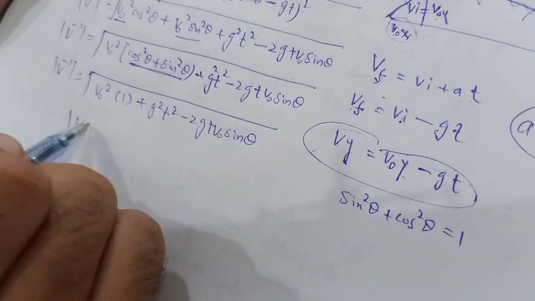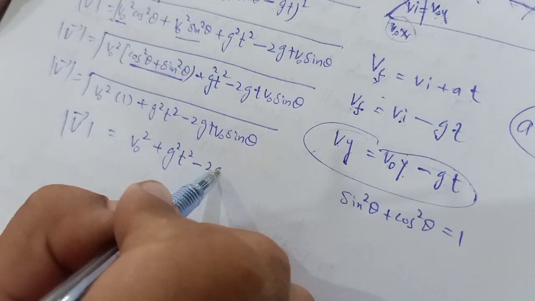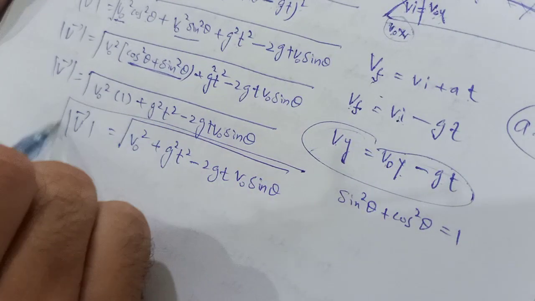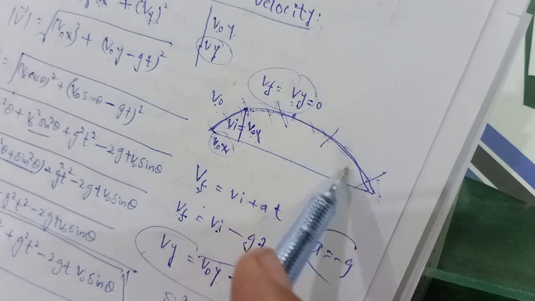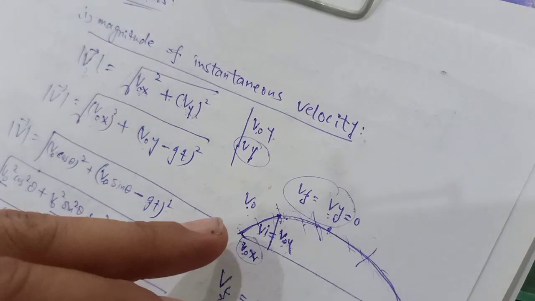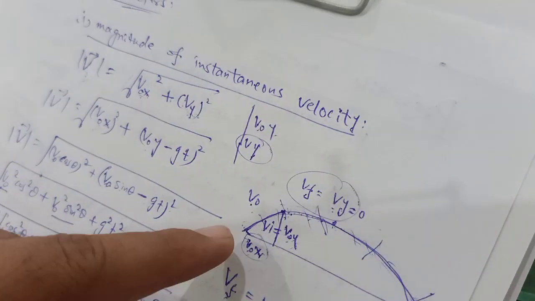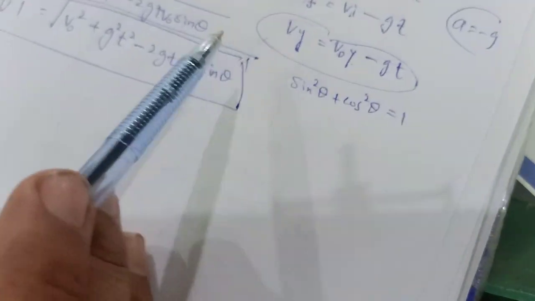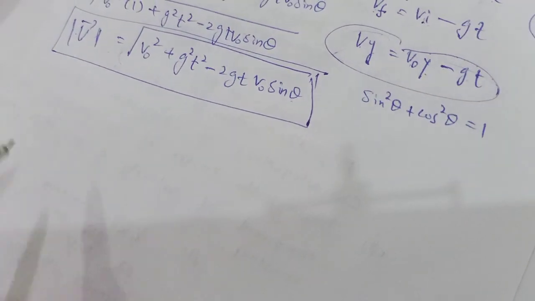Right? So this is the final equation for finding the magnitude of instantaneous velocity. Using this formula, we can find the magnitude of velocity of a projectile at any point of its journey. Let me repeat: when we throw a projectile from the point of projection, it moves on and lands at the point of landing. If we want to find the magnitude of velocity at any point of the journey, we will find it using this formula. This is what we call the magnitude of instantaneous velocity of the projectile.